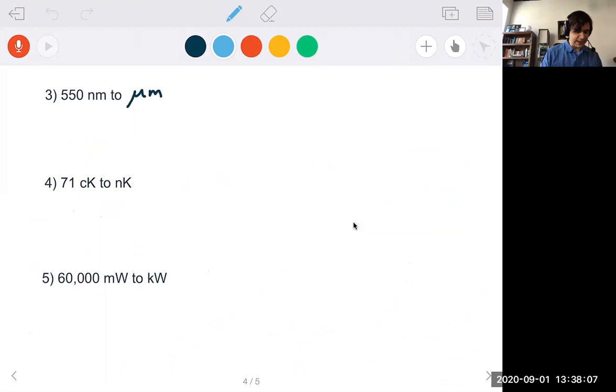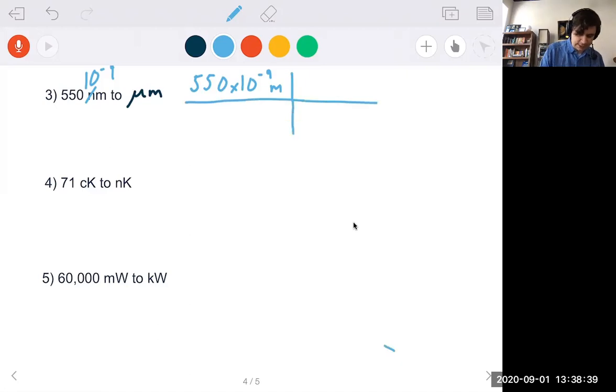Here we're going from 550 nanometers to micrometers. Again, convert to the base unit. Nano is 10 to the minus 9. So now I have 550 times 10 to the minus 9 meters. Just wrote it out in a space unit. Step 1 accomplished. What is step 2? Use the train track methods to convert to the desired unit.